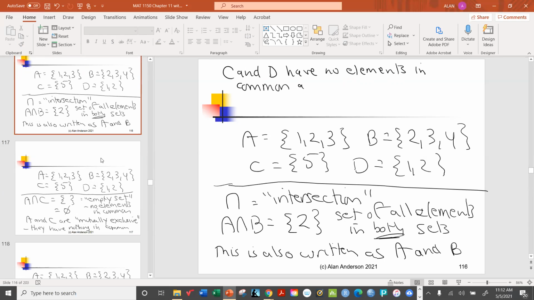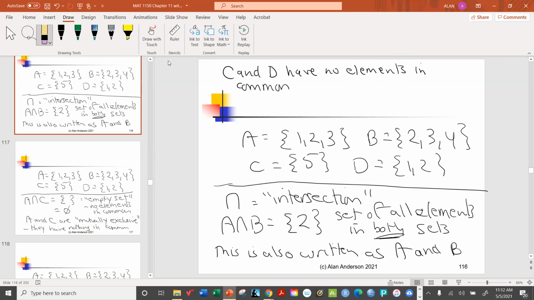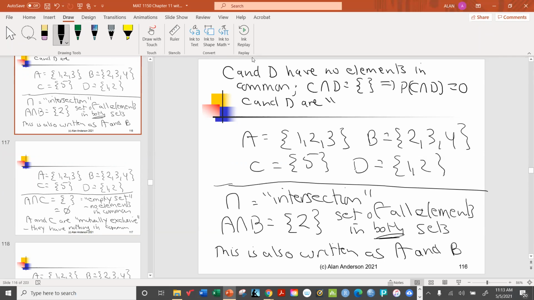And you can see why. I mean, they do not have any elements in common. And so we can write this as the intersection of C and D is the empty set. And this implies that their probability of this happening, although this is not part of set theory, I just want to remind you that that means that this probability is simply 0. And we also say that C and D are mutually exclusive.